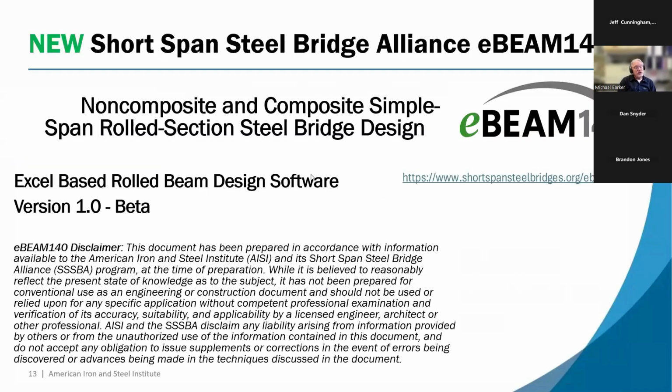And then the Alliance started a new effort a couple of years ago to say, we can do better than a preliminary design. We could actually do more of an optimized design using Excel. And we came out with this eBEAM 140. I'm going to talk about that one a little bit because it's fairly new. This is the disclaimer sheet that you'll see when you first open it up. But it is for composite and non-composite simple span rolled section steel bridge designs.